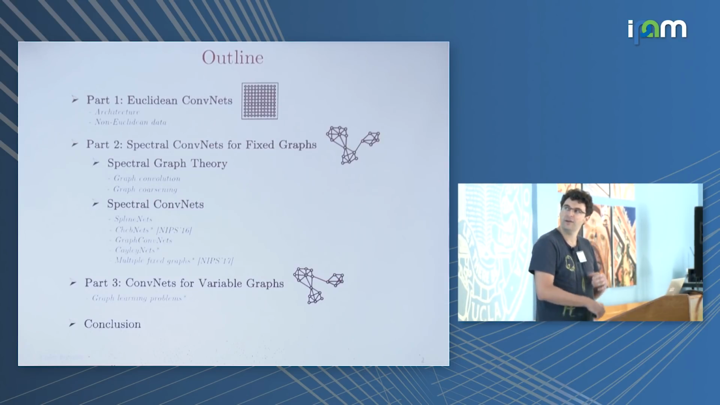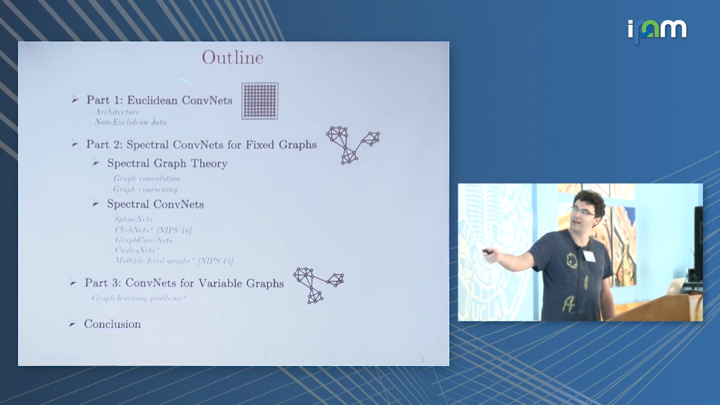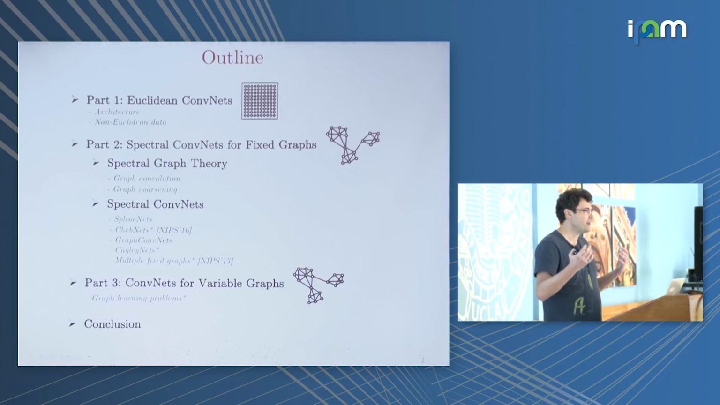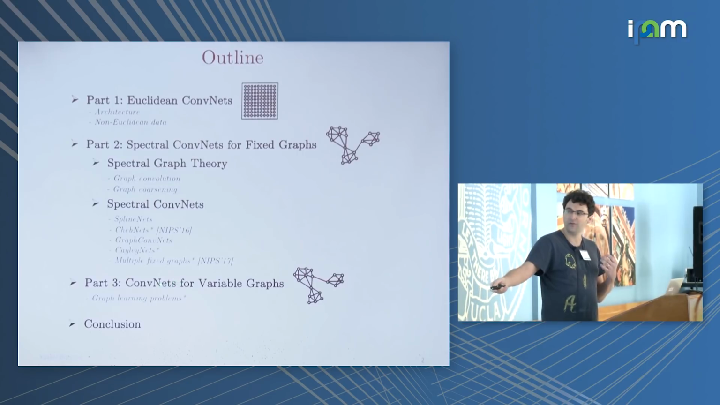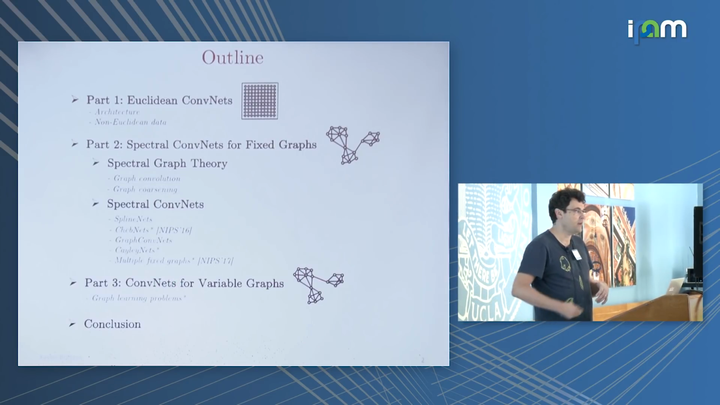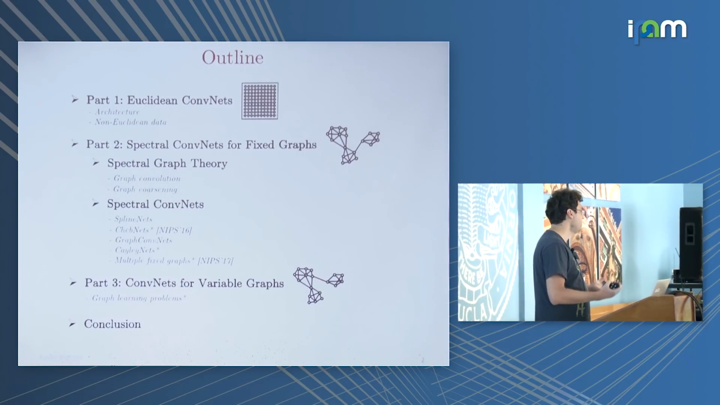So I'm going to talk about ConvNet architectures. First, I will introduce the original ConvNet architecture, just to make the transition to graphs easier. Then I will introduce spectral ConvNets for fixed graphs. And in the last part, I will talk about ConvNet architectures for graphs with variable size and connectivity.